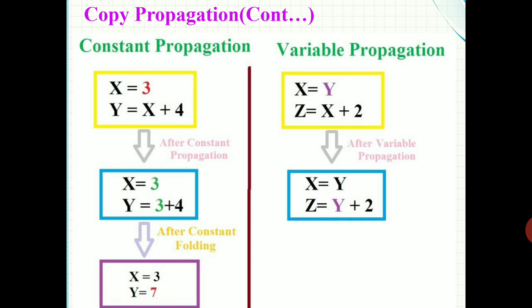We are substituting the constant value at the usage of that particular variable. So after constant propagation, we have x equal to 3 and y equal to 3 plus 4. In the case of y, all the operands in the expression 3 plus 4 are constants, so we can evaluate the expression at compile time. After constant folding, x equal to 3 and y equal to 7. That is the case of constant propagation.